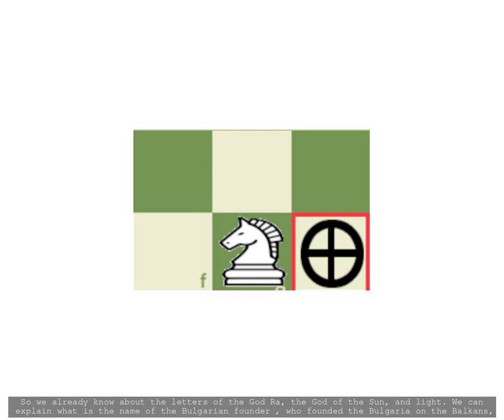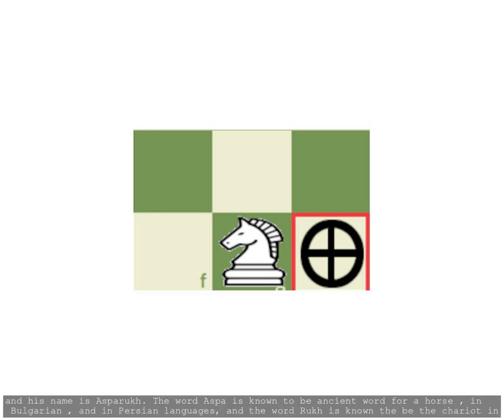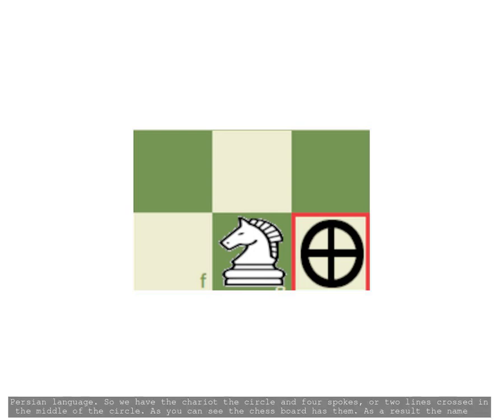We can explain what is the name of the Bulgarian founder, who founded Bulgaria on the Balkans. His name is Asparukh. The word Aspa is known to be an ancient word for a horse in Bulgarian and in Persian languages, and the word Rukh is known to be the chariot in Persian language. So we have the chariot, the circle, and 4 spokes, or 2 lines crossed in the middle of the circle. As you can see, the chessboard has them. As a result, the name Asparukh is containing the letter of the god, the circle with the cross.